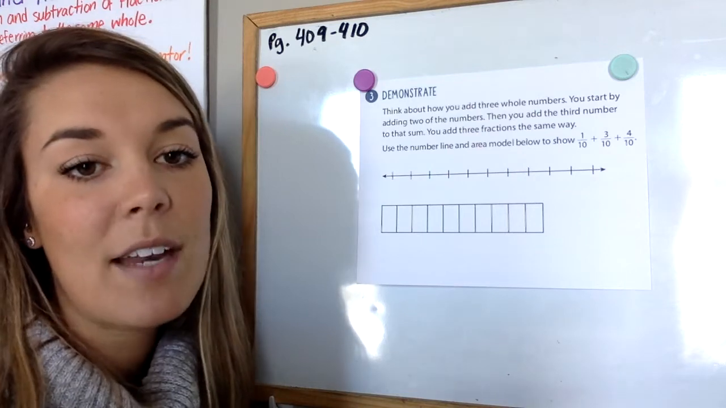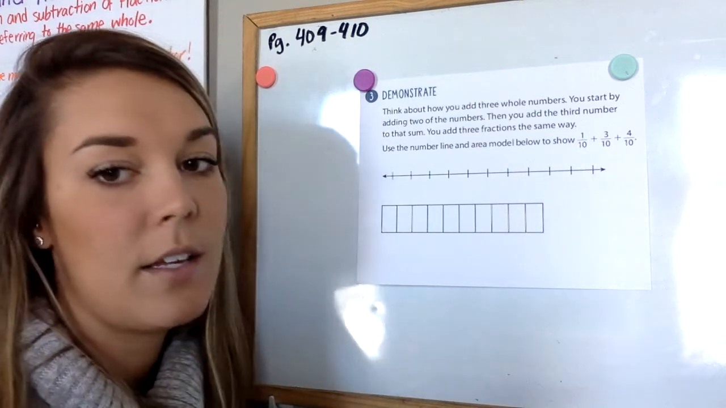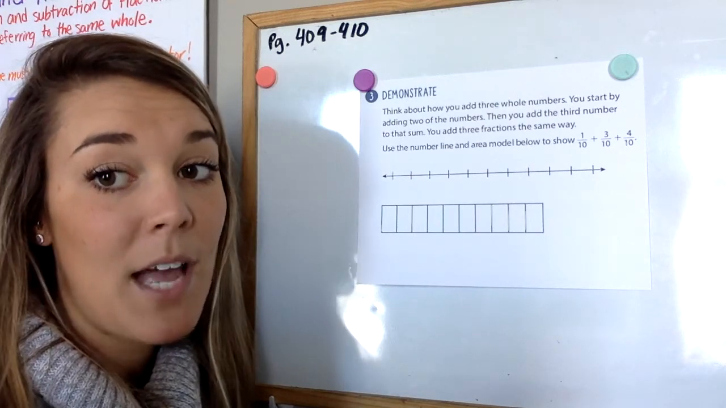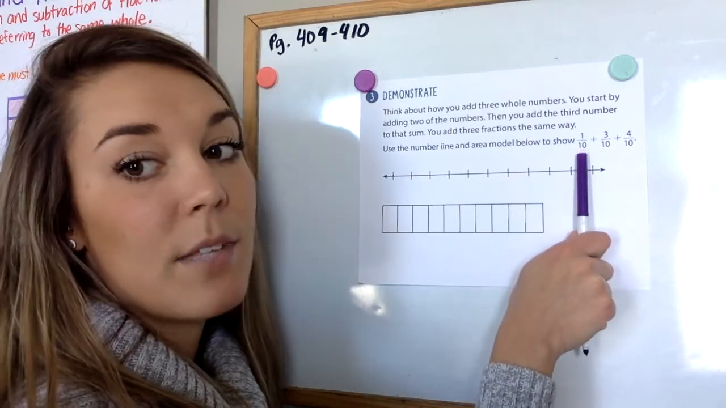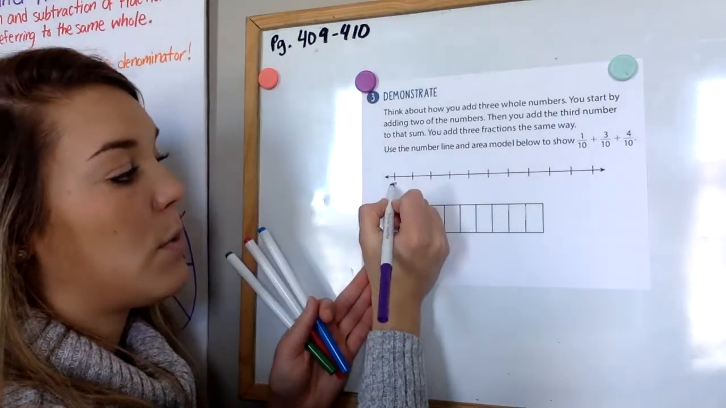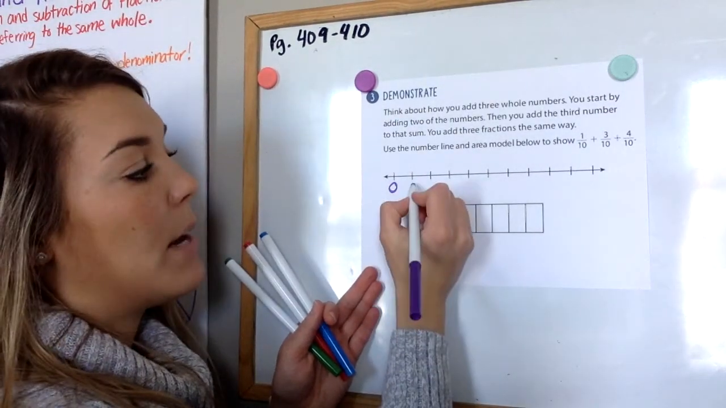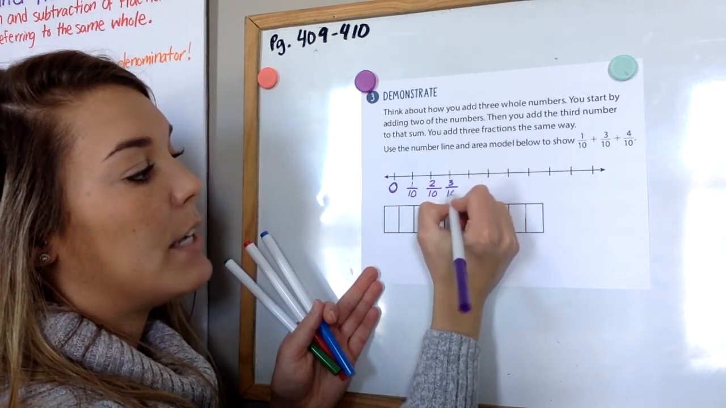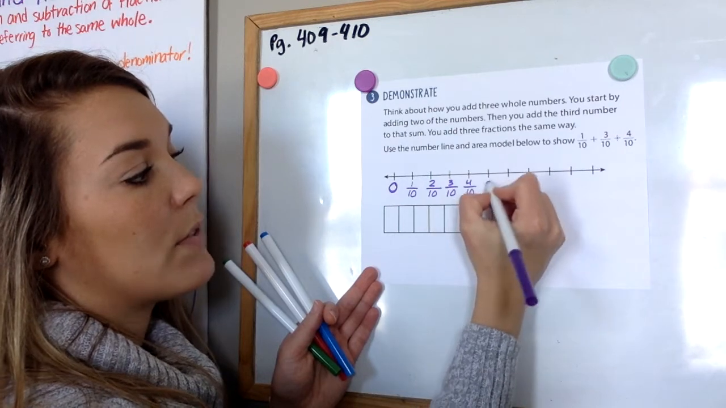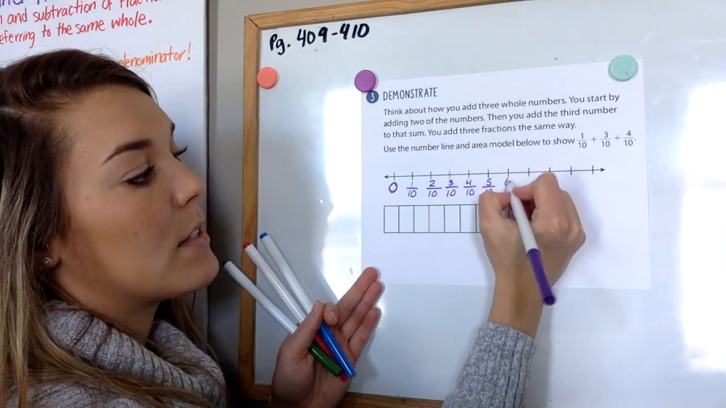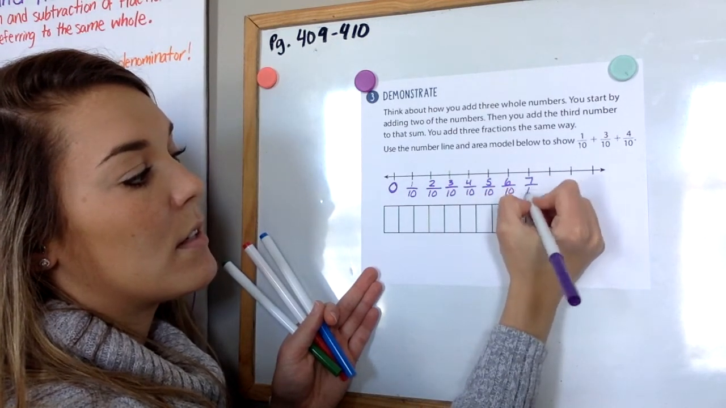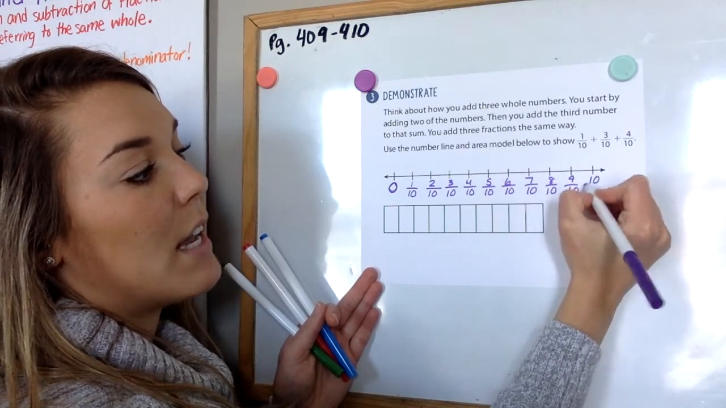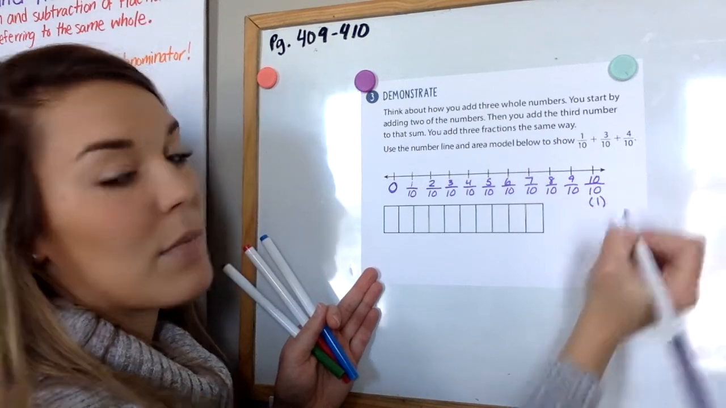Okay, so instead of adding 2 fractions, we're adding 3, right? We need to set up our number line. So what am I going up by on my number line? I'm going to look at my denominator. It's 10. So my first one is always going to be 0. And then I'm going to have 1/10, 2/10, 3/10, 4/10, 5/10, 6/10, 7/10, 8/10, 9/10, 10/10, and I know that's the same thing as 1.